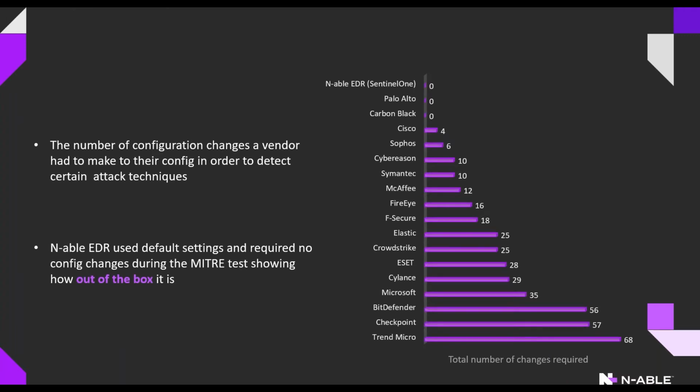And then configuration changes. This is just to point out that out of these different solutions, when they were testing, if a product missed something and didn't catch it, they gave the vendor an opportunity to tweak and modify their product to try and catch it. And the point of this one is just to bring forward that EDR did not have to make any changes. The default out of the box configuration for EDR was able to detect everything that was being thrown at it. So that's another important thing that's going to come in later for our decision-making process and how we're going to configure EDR.